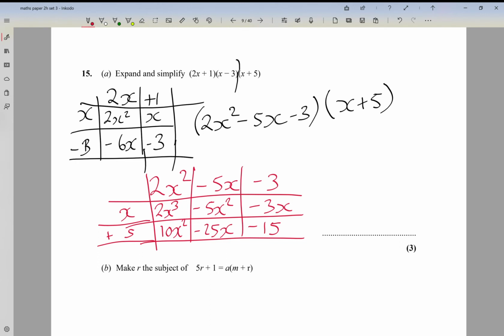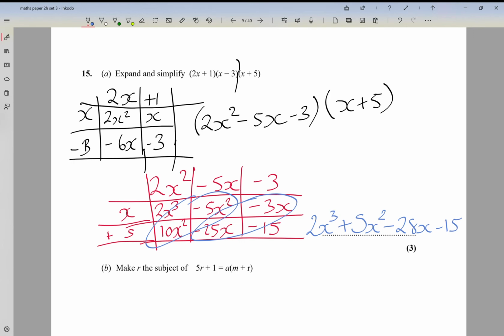I'll write it here, but it's up to you. You can do it in steps. But 2x cubed, then you've got these two. So 10x squared minus 5x squared, that's just positive 5x squared, sorry. And then next step here, minus 3x and minus 25x. So it's minus 28x, and then minus 15 at the end. So you've got some simplifying to do there.